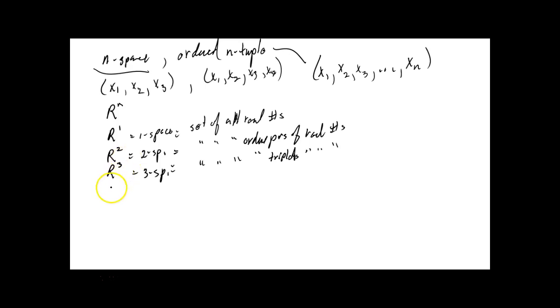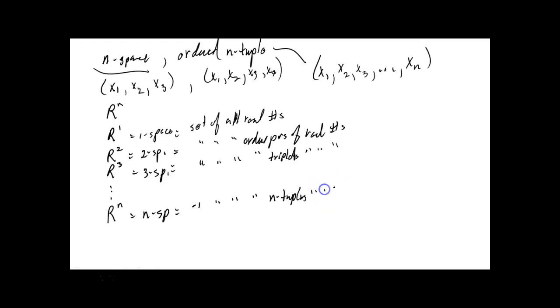Now you can continue this on up until you get R super n. Okay? That is called n space. And that is defined as the set of all ordered n tuples of real numbers. Goodness gracious, pain in the neck. Okay, all n tuples of real numbers.